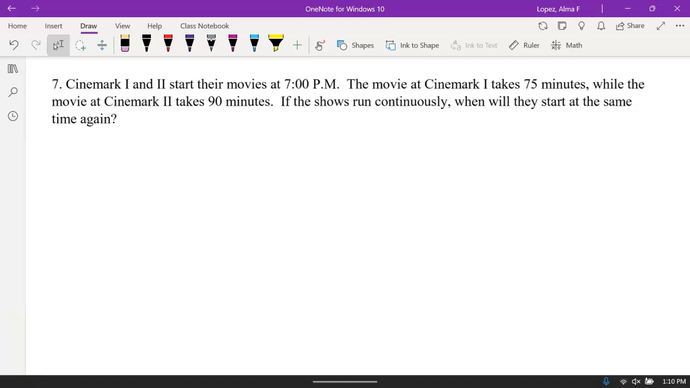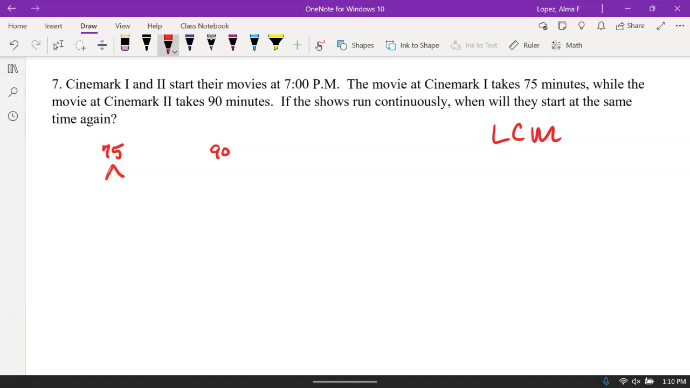This is similar to when are they both going to be off on the same night in number 3. So we are going to be looking for the least common multiple. When will they have a time in common, right? Least common multiple. So I'm going to break 75 and 90 into prime factors.